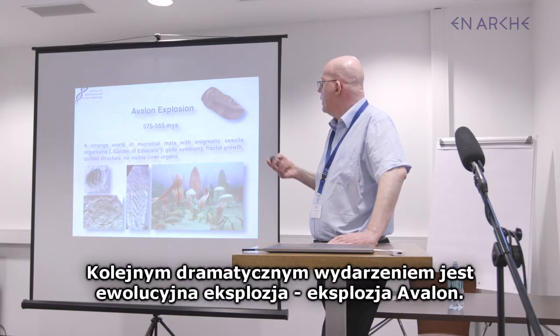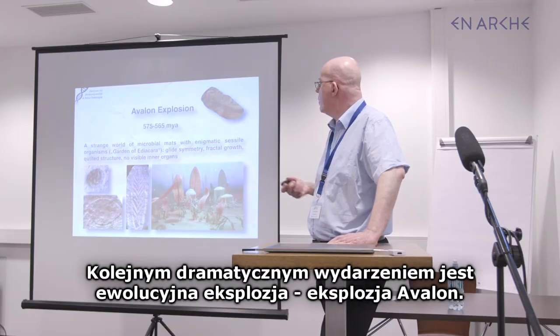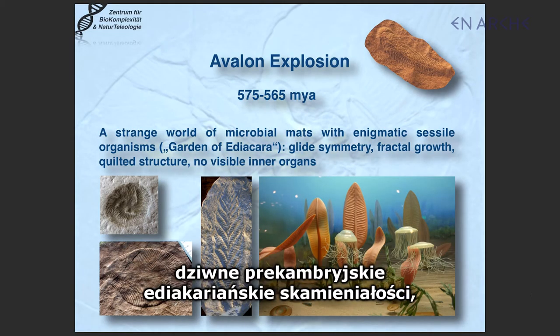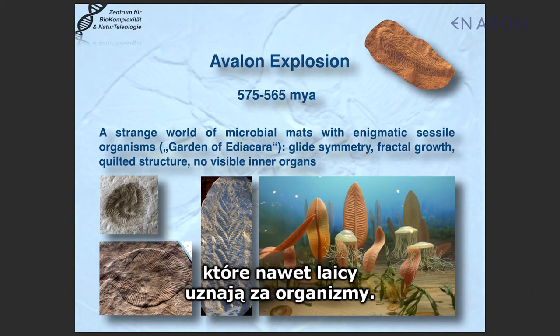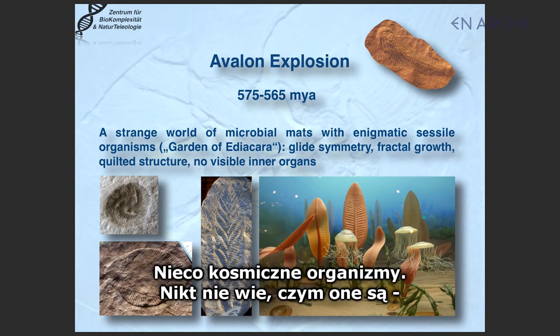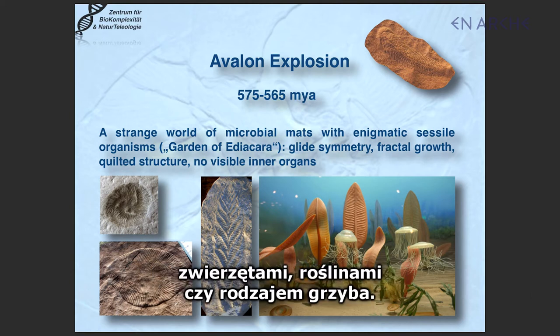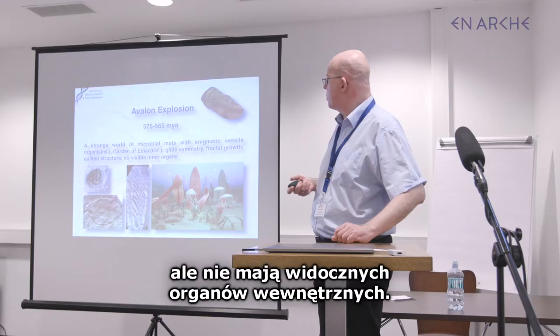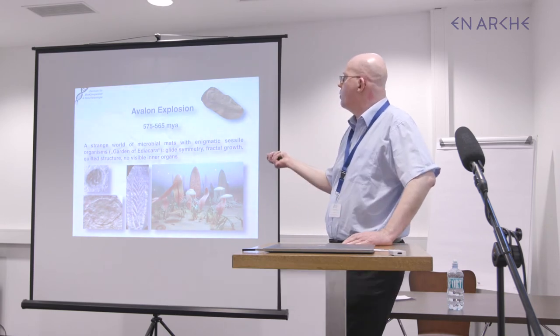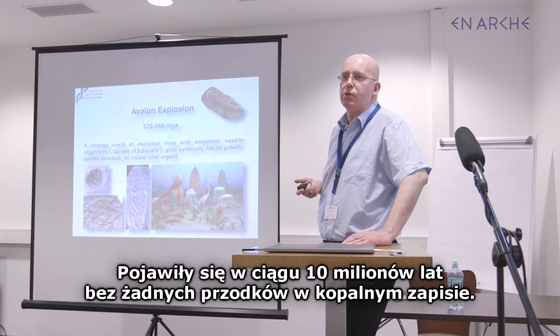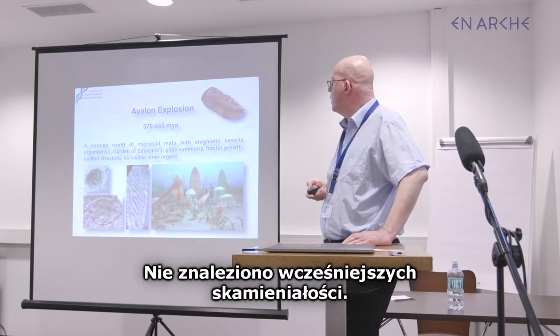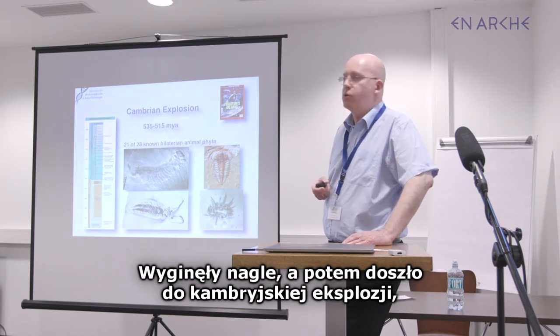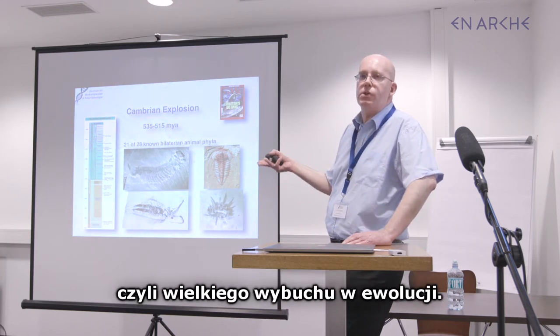Then the next dramatic event is one of the evolutionary explosions, the Avalon explosion, where we find the strange Ediacaran pre-Cambrian first macrofossils, the first fossils which are distinguishable as organisms even for a layman, a very alien kind of organisms. Nobody knows what they are, whether they are animals, plants, fungi or whatever, with a very strange symmetry, a fractal growth, a structure like an air mattress, and no visible inner organs. They appear within a 10 million year window of time without any precursors prior in the fossil record, and then they go extinct, and they are followed by the Cambrian explosion, which has been called evolution's Big Bang.